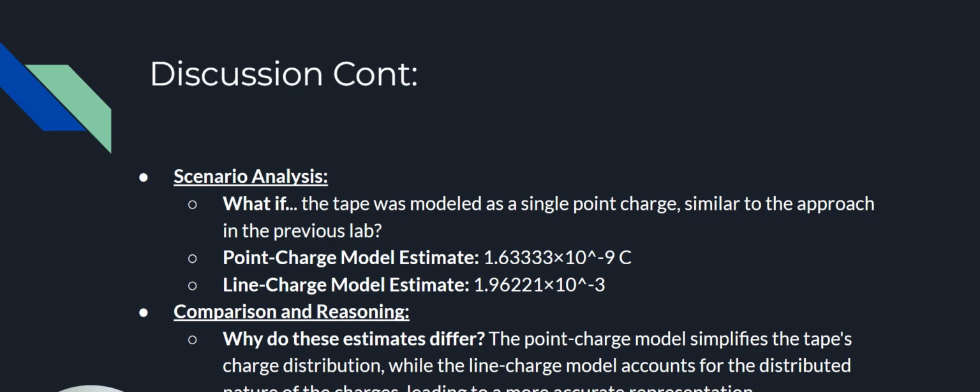The point charge simplifies the tape's distribution, and the line charge is more accurate because it accounts for the distributed nature of the charges. Which value is more likely to be real? The line charge model, because it's more reliable and reflects the actual distribution of the tape rather than simplifying it with point charges. And that's it.